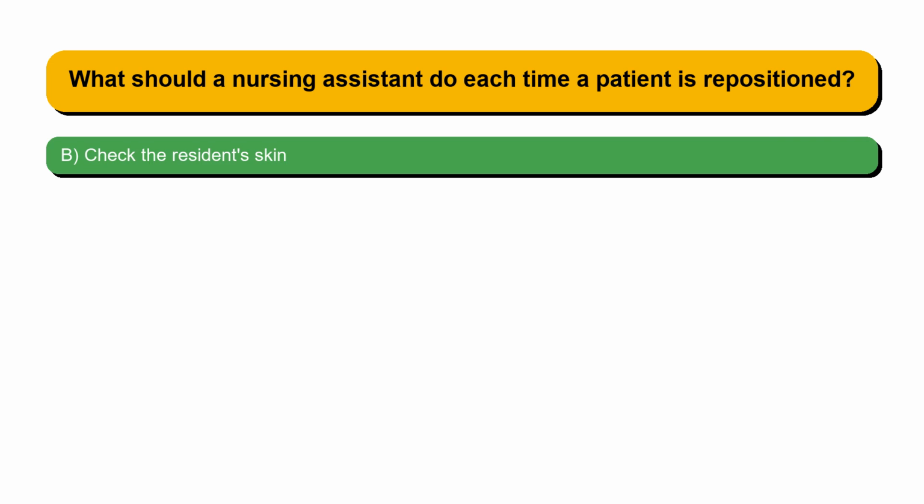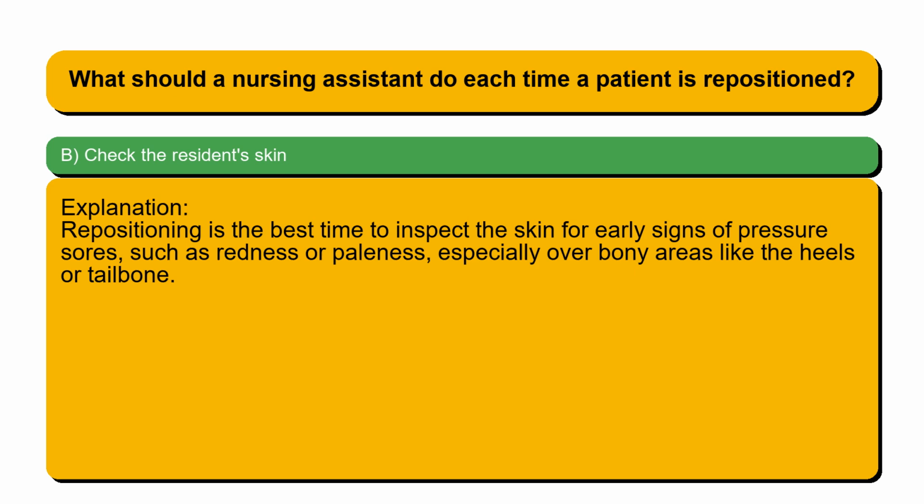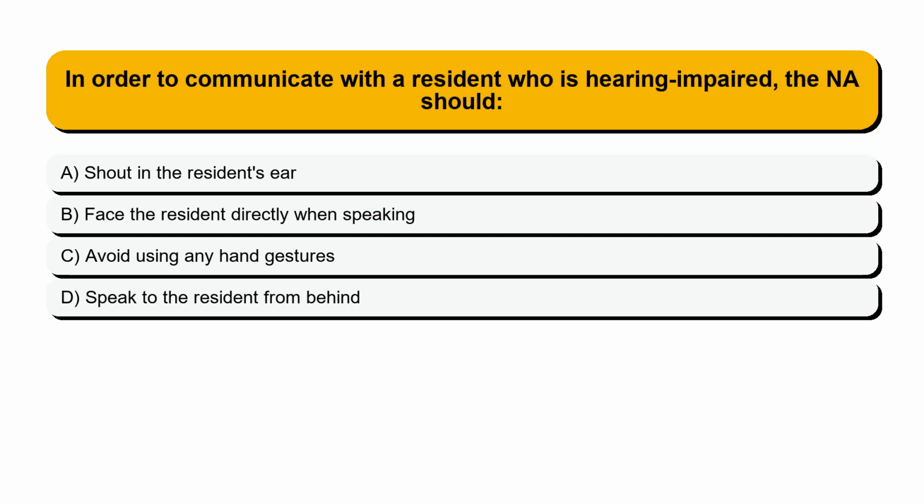The correct answer is option B. Check the resident's skin. Repositioning is the best time to inspect the skin for early signs of pressure sores, such as redness or paleness, especially over bony areas like the heels or tailbone. Question 46. In order to communicate with a resident who is hearing impaired, the NA should: Option A. Shout in the resident's ear. Option B. Face the resident directly when speaking. Option C. Avoid using any hand gestures. Option D. Speak to the resident from behind.